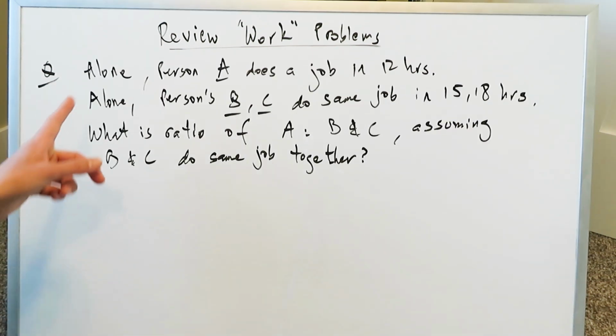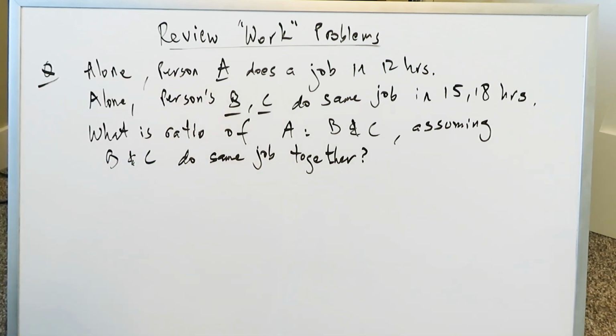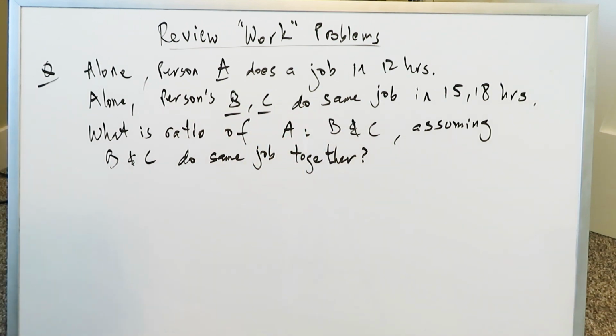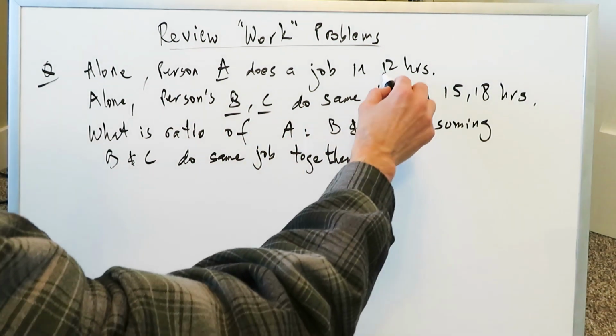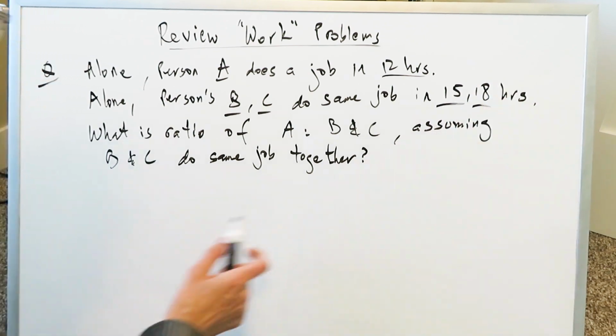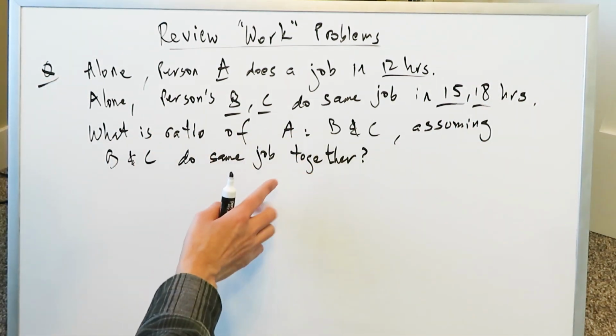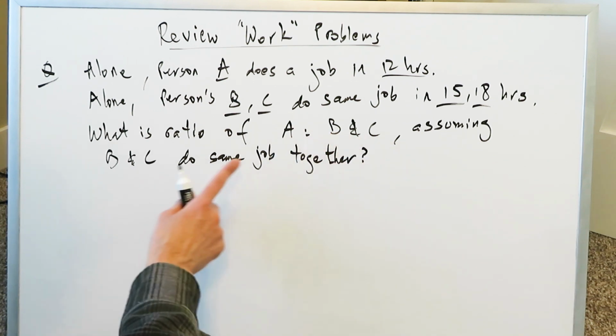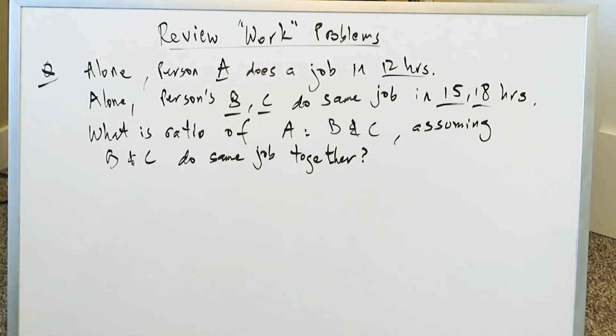Question number 2 is this. Working alone, person A does a certain job in 12 hours. Working alone, persons B and C independently do the same job in 15 and 18 hours respectively. So here we have 12, here we have 15 and 18. What is the ratio in terms of the time required for A to do the same job versus B and C working together to do that same job? B and C working together.